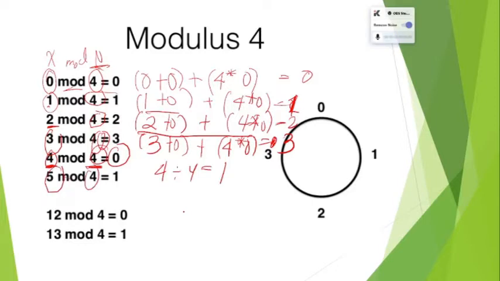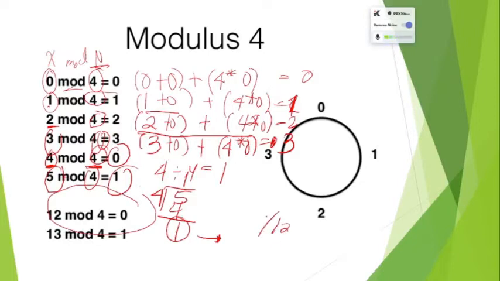Ito, 5. So, 5 divided by 4, that would be 1. So, may remainder 1. Kung ano yung remainder, that's the answer for the modulus. Now, this one, let's go with this one. That is 12 divided by 4. That is 0 ang remainder. Kaya, 0 ang nakalagay.